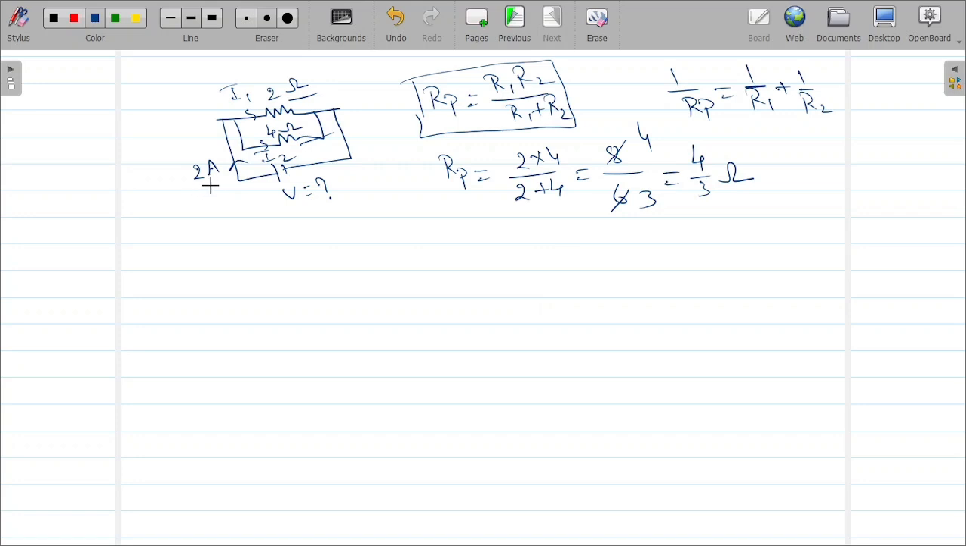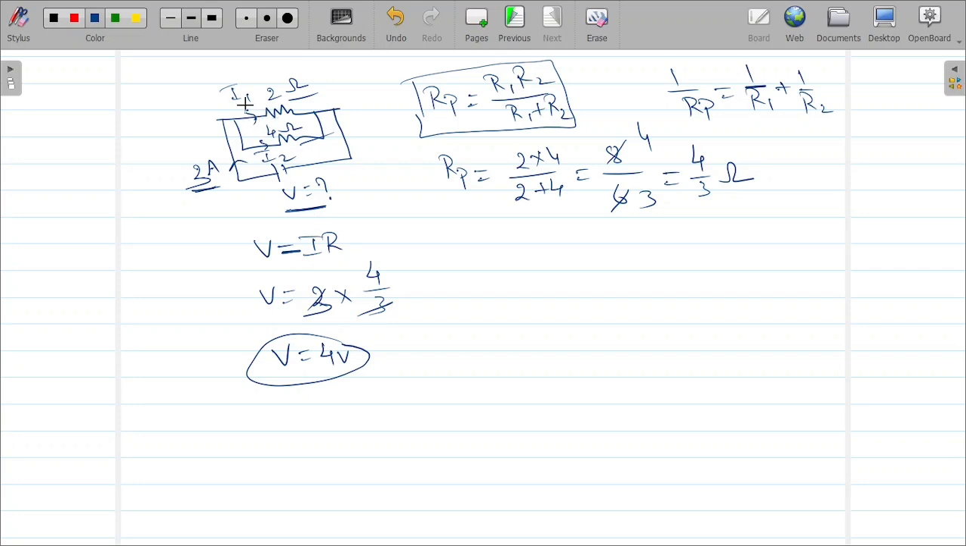Now what about the current? Current is there. We need to find the voltage. What is the formula? Ohm's law, V equal to IR. Potential, don't know. For example, let's consider the current as 3 amperes. 3 into resistance. Resistance is how much? 4 by 3. So the 3 gets cancelled. Potential is 4 volts. Okay.